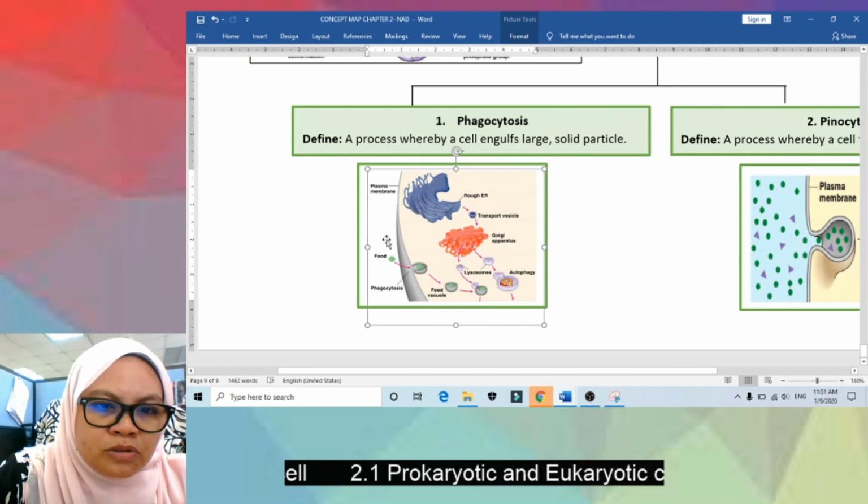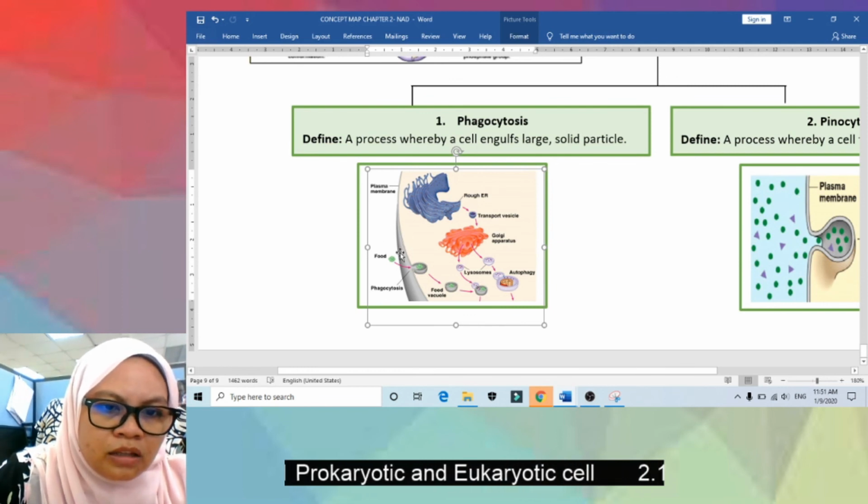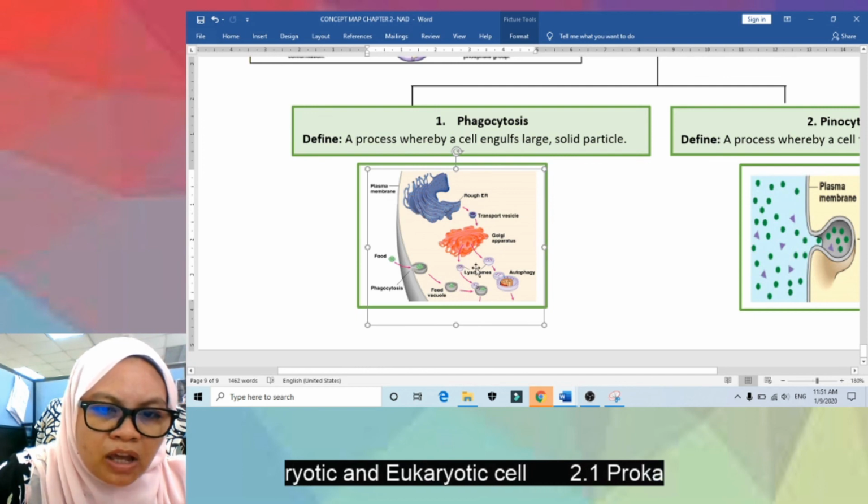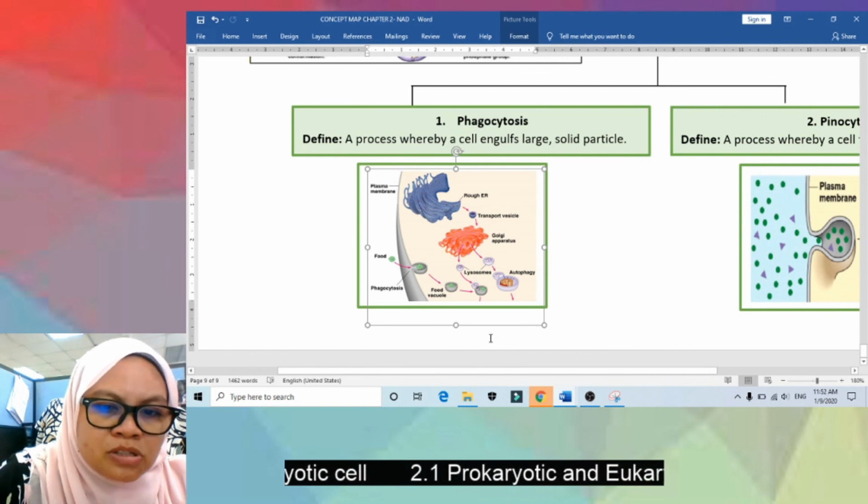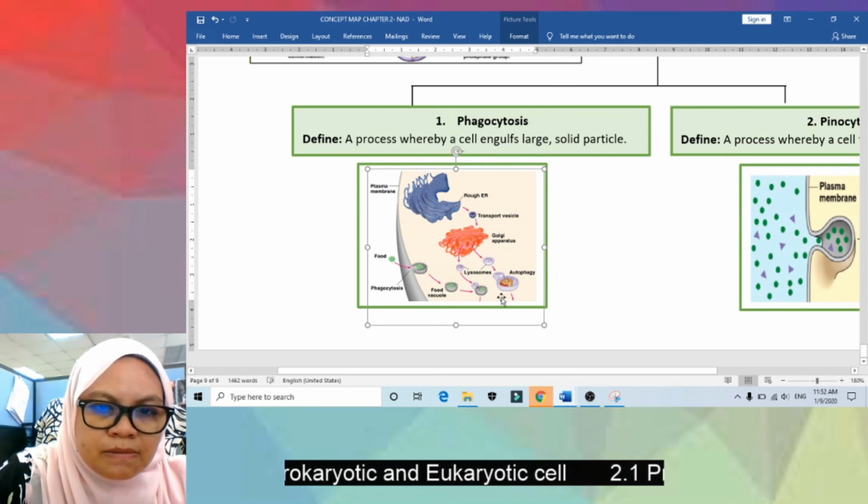So here is the mechanism: the cell will form pseudopodia, engulf the food particle, and then the cell membrane will pinch off and form a structure called a food vacuole. Then the food vacuole will fuse with the lysosome that contains hydrolytic enzymes, so the food will be digested. Then the food will be absorbed by the cell. The undigested substance will be secreted out of the cell by a process called exocytosis, and then the vacuole will disappear.